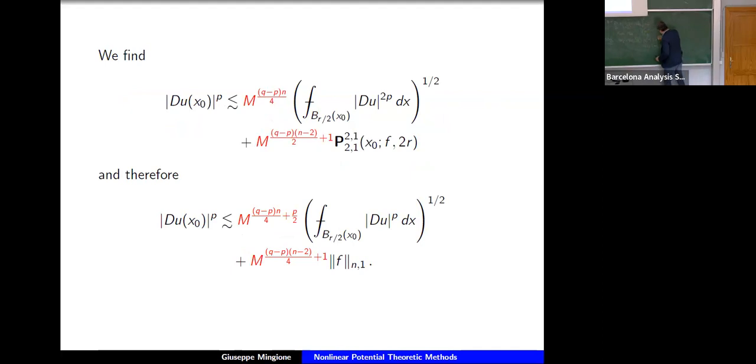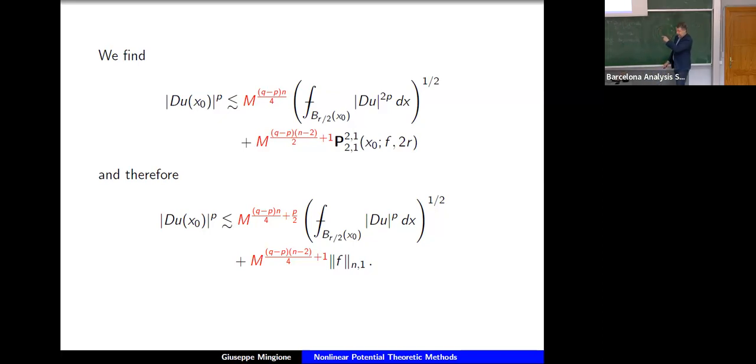This is pointwise. Now we take one ball, B1, B2, and we apply in each point of B1 with a radius which is proportional to tau one over two. So we never escape B2. So we apply the pointwise inequality.